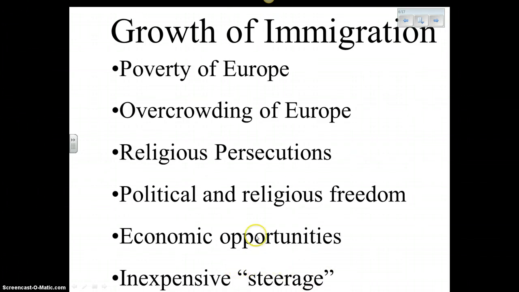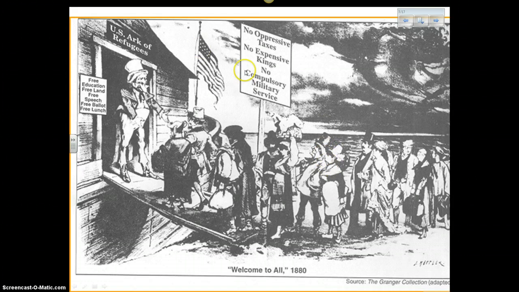So these are all the things that led to the increase in immigration in the late 1800s. I like this cartoon. I'm going to show you a couple cartoons in this presentation. I like this cartoon because it illustrates, it's 1880, and we're going to note that it's right around this time period that there's a dramatic change in attitudes and policy in America.